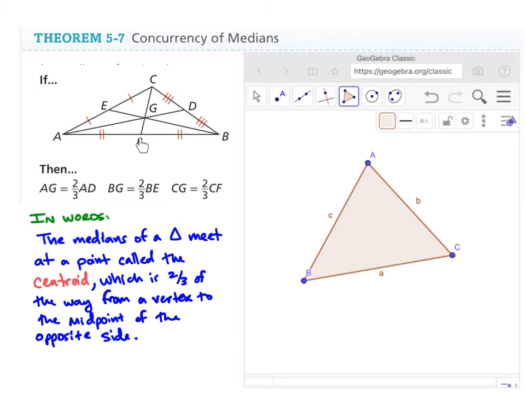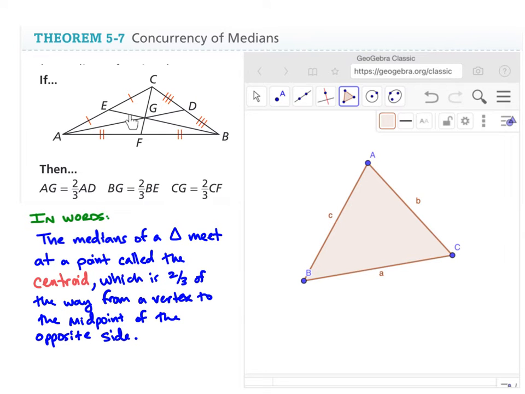So if you look at this picture, segment CF is a median of this triangle because it's connecting a vertex to point F, and point F we can see is the midpoint of segment AB. So CF is a median. Segment AD is a median because it's doing the same thing, connecting A to point D, which is the midpoint of segment BC. So AD is a median.